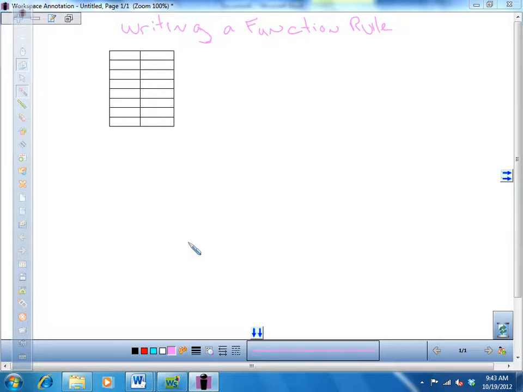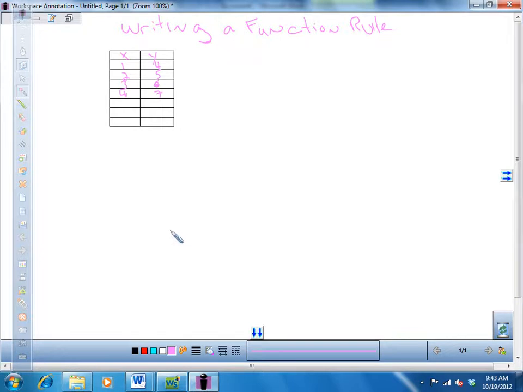So, writing a function rule. Say, for example, I have x and y. I have the numbers 1, 2, 3, 4 in the x column, and over here in the y column, I have 4, 5, 6, 7. And they say write a function rule for this. That's a 6, in case you can't read it. Who can tell me what the rule is? How do I turn x into y, in other words?